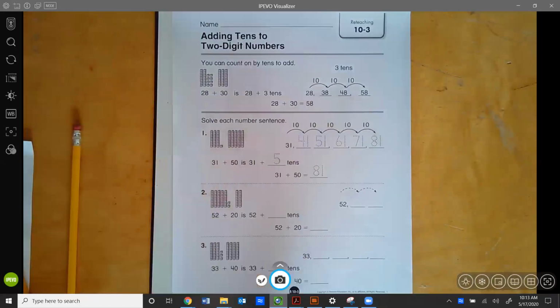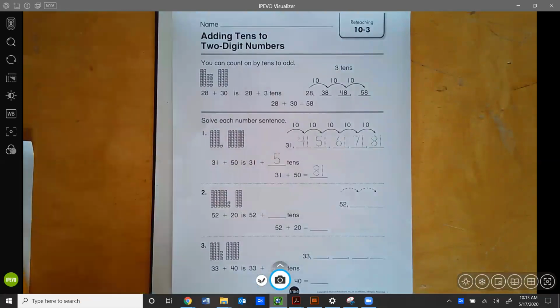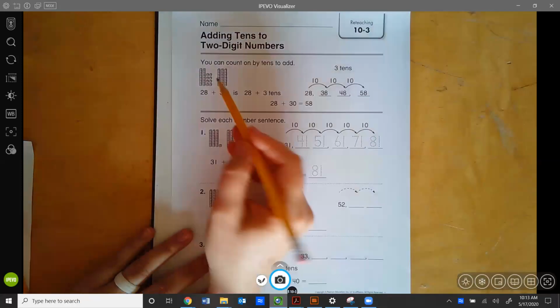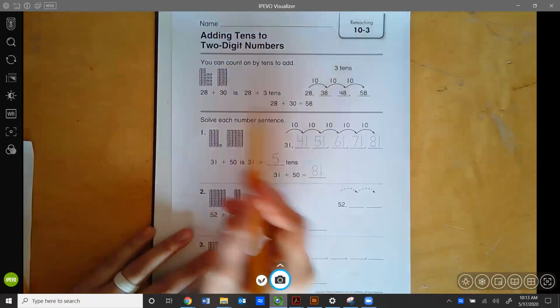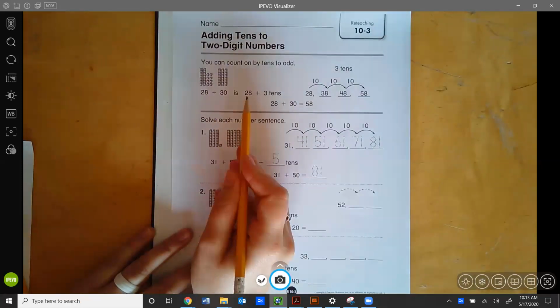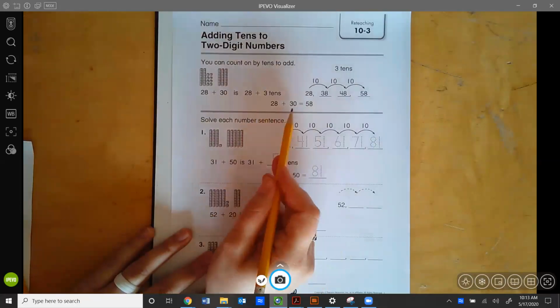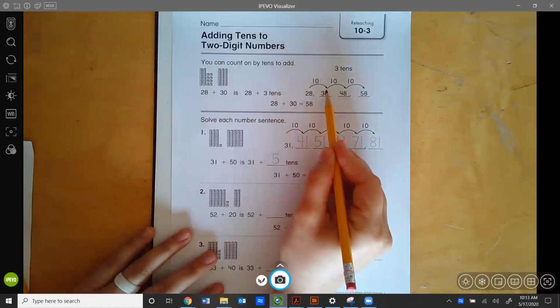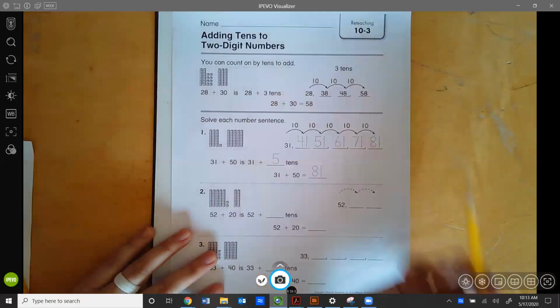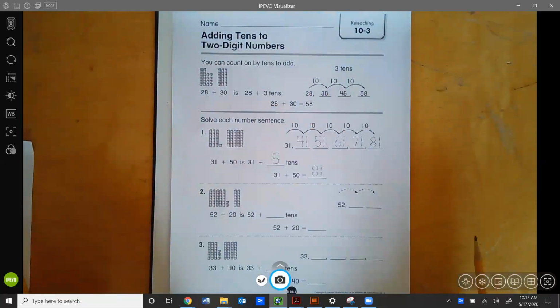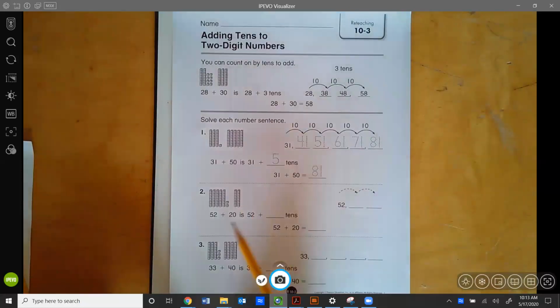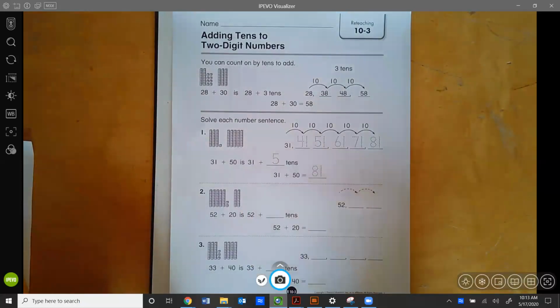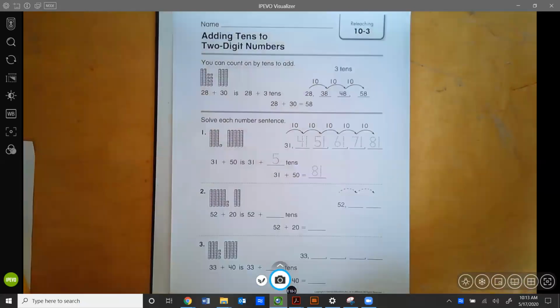And this is just showing you, again, reviewing how to add 10s to 2-digit numbers. And it says you can count on by 10s to add. 28 plus 30 is 28 plus 3 10s. 28 plus 30 equals 58. And so they're showing you here 28, 38, 48, and 58. So you're just gonna solve each number sentence for 2 and 3, and you have 2 examples that are done for you to follow along.